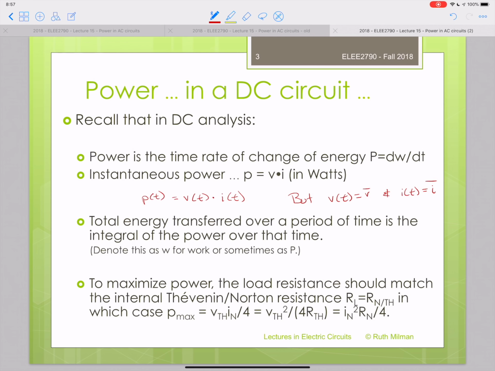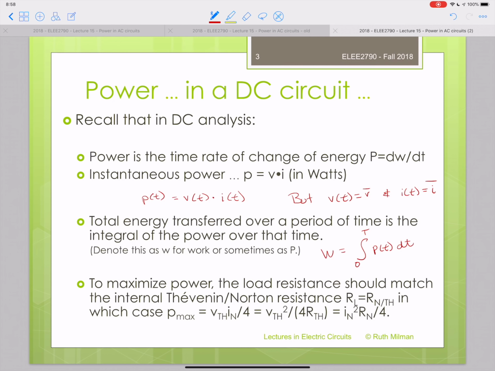Now the total energy transferred over a period of time is simply the integral of the power over that time. So the work is simply the integral from time 0 to time t of the instantaneous power. And of course, this definition works just as well in AC circuits as it does in DC circuits. So we've pretty much got a foundation of how we're going to work with this.